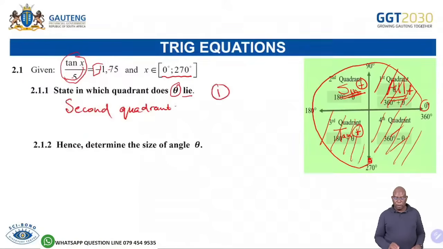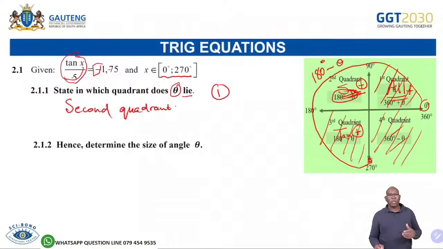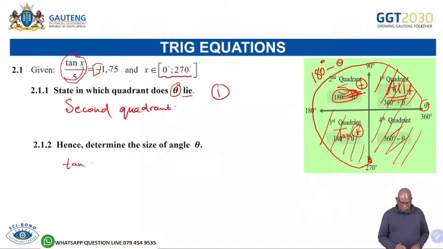So in the second quadrant, which reduction formula am I going to use? 180 degrees minus theta. So actually now I know what I'm going to do. Hence, determine the size of theta. So which means I'm going to have the tan of x equals to, so I multiply the 5 by minus 1,5, then I'm going to get negative 8,5. Right.